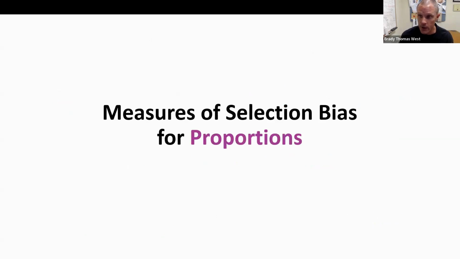So our focus in the webinar is going to be on measures of selection bias for proportions. Measures have also been developed for estimates of means, for estimates of linear regression coefficients, for estimates of probit regression coefficients, but our focus today is going to be on measures of bias for estimates of proportions.